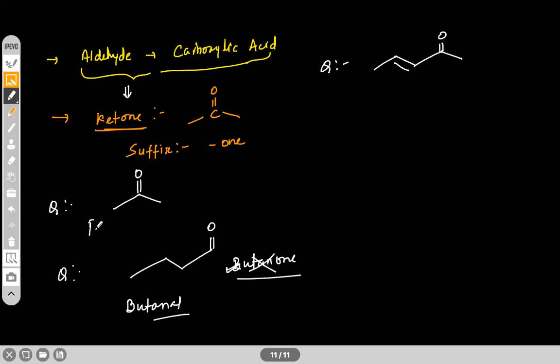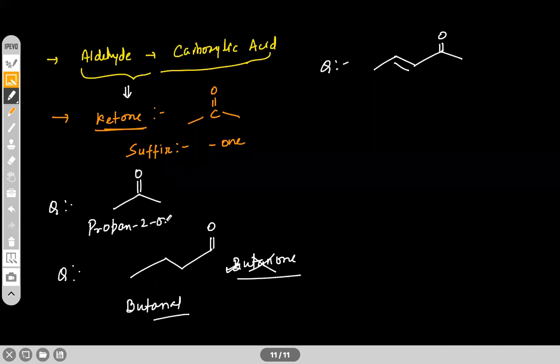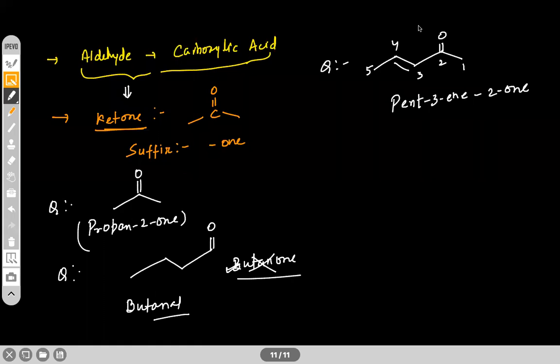This molecule you can write as 2-propanone or propan-2-one, both are the same thing. This one is 1, 2, 3, 4. The numbering is this: 1, 2, 3, 4, 5. So pent-3-en-2-one. Is this correct? Last one, tell me. Yes. Again, this terminal E we have to drop.